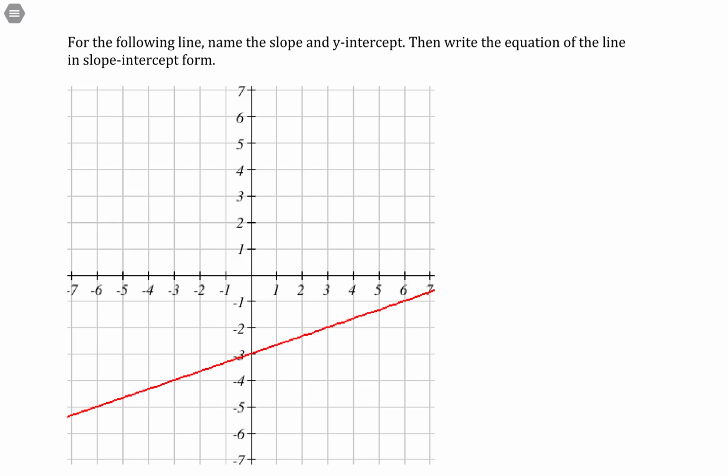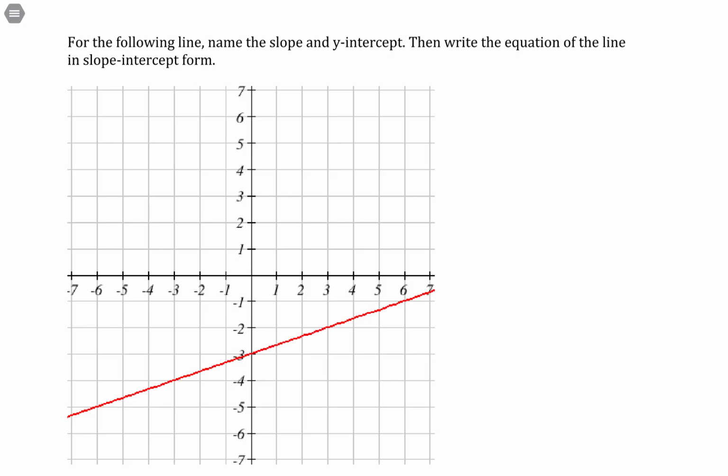For the following line, name the slope and y-intercept. Then write the equation of the line in slope-intercept form. Okay, so we have a line, and we're not given any clues about the line other than the graph of it. Now, the good news is we can very easily construct the equation of a line.